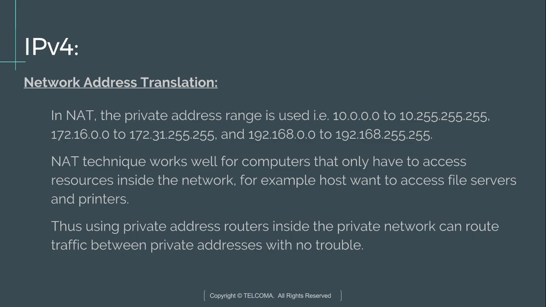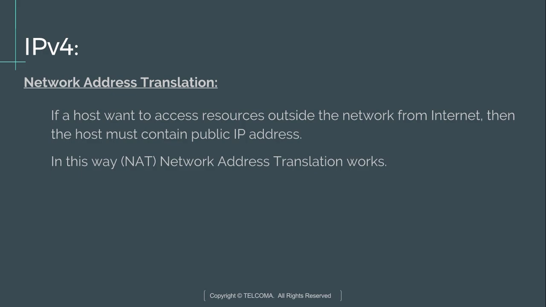For example, if a host or a client wants to access a file server and printers. Thus, using private addresses, routers inside the private network can route traffic between the private addresses with no trouble. And if a host or client wants to access resources from the outside network or from the internet, then the host must have a public IP address. In this way, NAT, or network address translation, works.